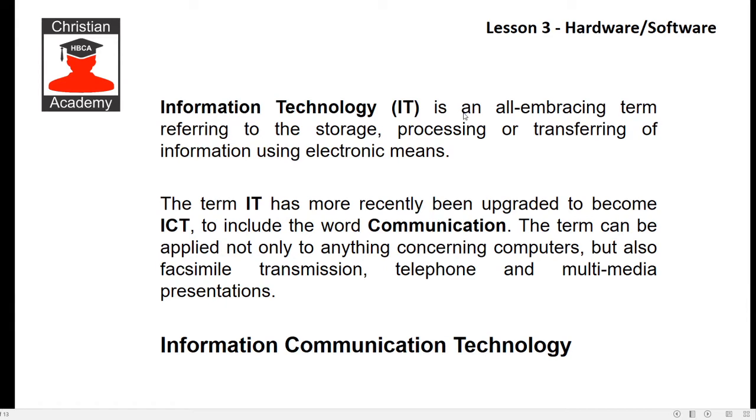IT is an all-embracing term referring to the storage, processing, and transfer of information using electronic means. The term IT has more recently been upgraded. Because a lot of companies, and you will notice this when you get calls from call centers, are using voice over IP. So they're using a technology where they actually talk over the internet.